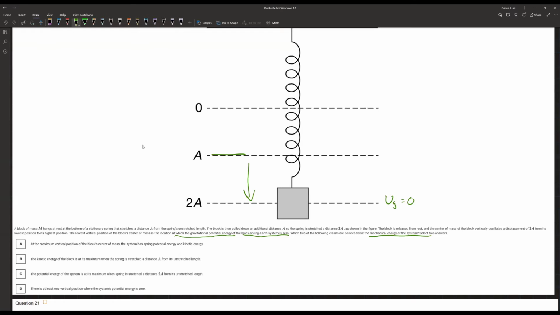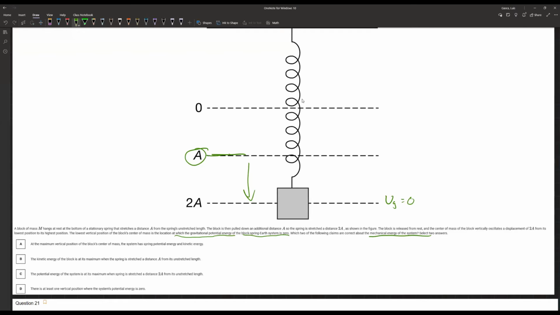Alrighty, so let's go ahead and call it here. The first thing we should know is that when we're at the equilibrium position, we have the maximum amount of kinetic energy. The equilibrium position, which is defined by A when we hang it, is different than if this block were horizontal. In a horizontal orientation, the equilibrium position is the unstretched length.